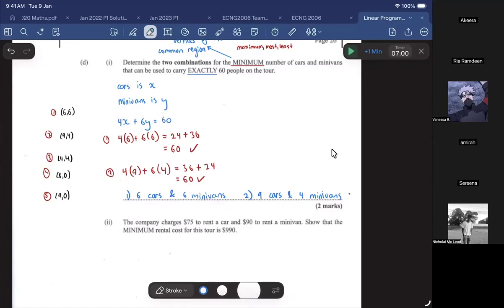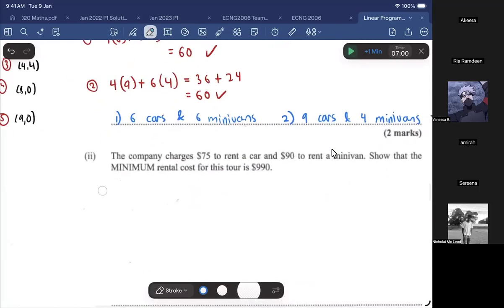Multiply $75 by the amount of cars that we're using, and then $90 by the amount of minivans, and then add it together. And how many combinations do we have to test? Two. Exactly. Right? Let's test combination one.